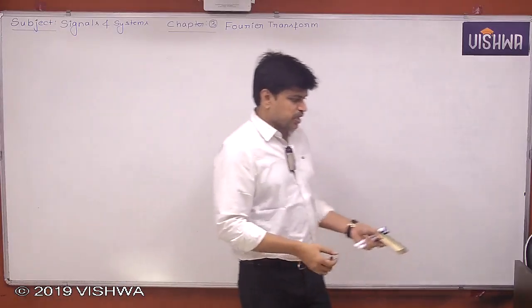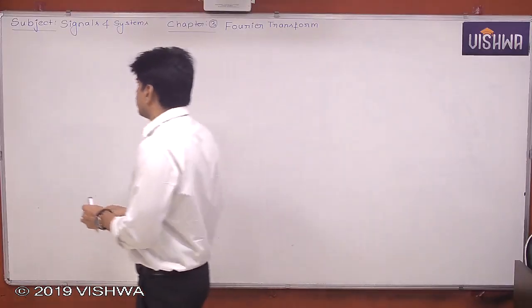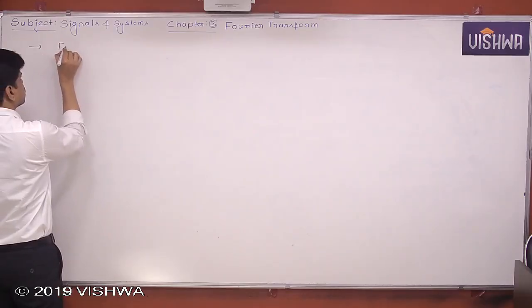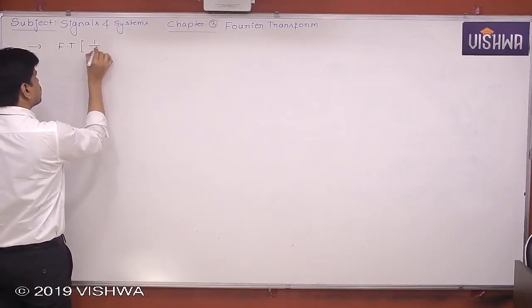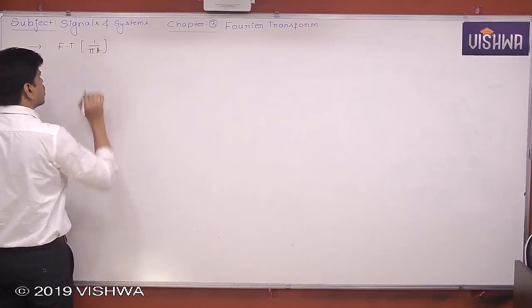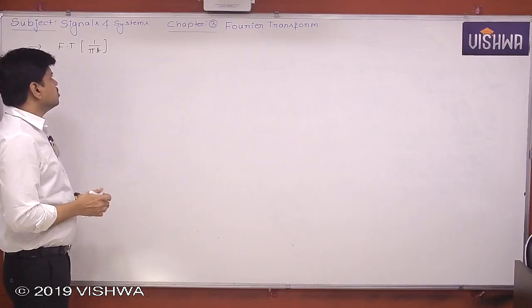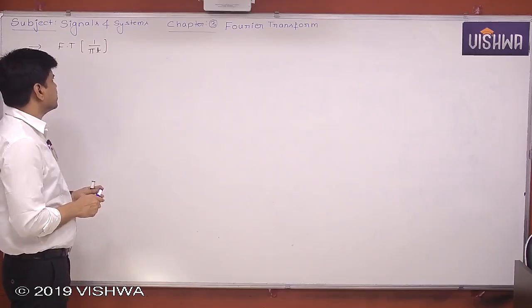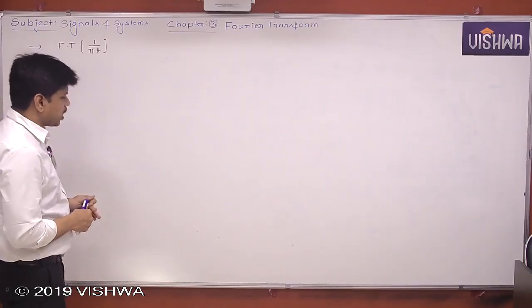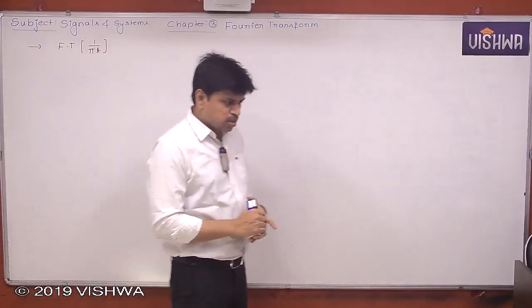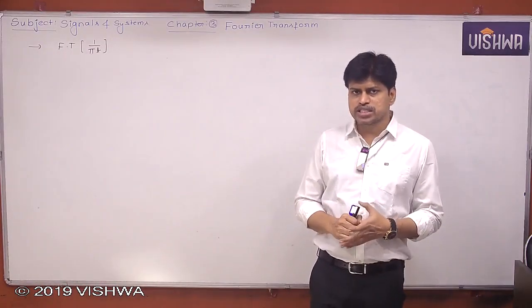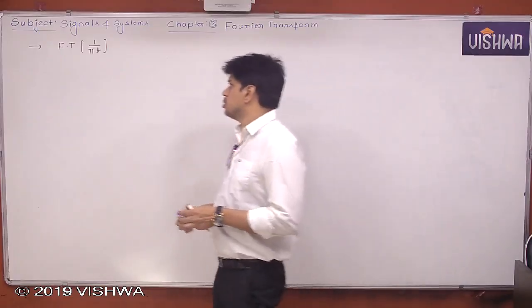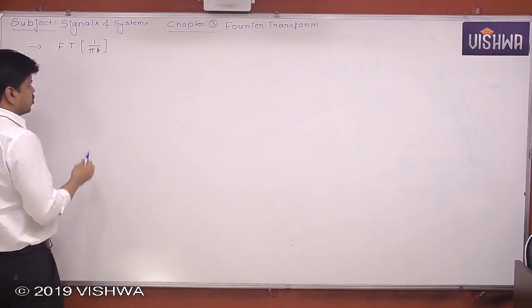Next, find the Fourier transform for 1 by pi t. So what is the Fourier transform for 1 by pi t? It looks like an unbounded signal, and for unbounded signals the Fourier transform does not exist. But in the beginning, I told you there are two exceptions. Even though they are unbounded, still we have the Fourier transform. So this is one of those. Yes, even though it is unbounded, it still has a Fourier transform.